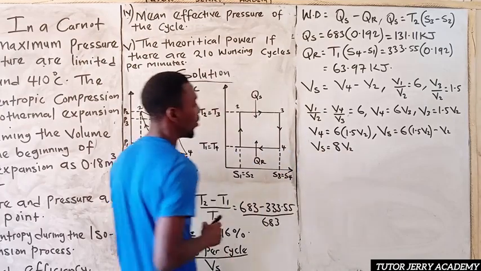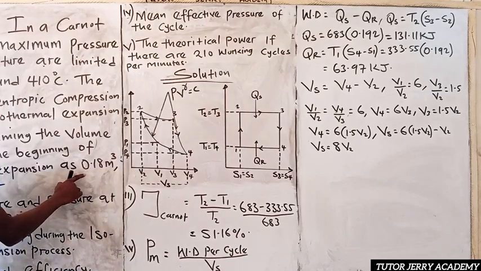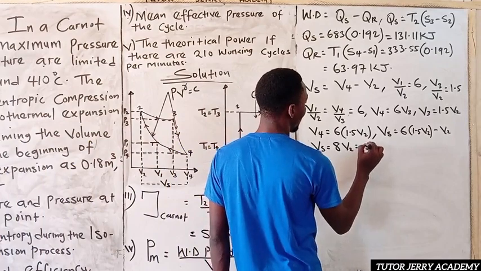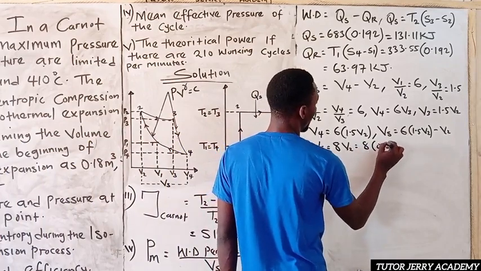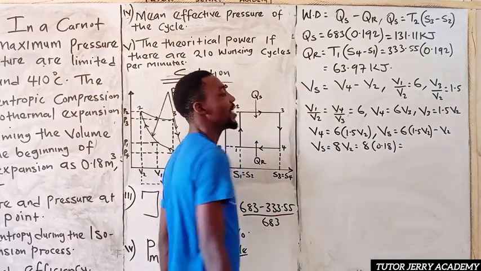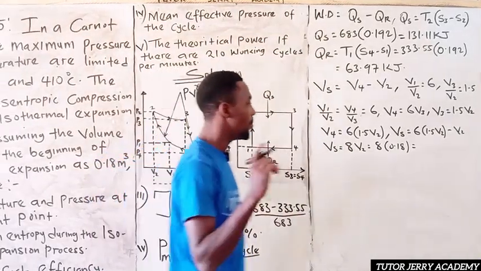But you are going to recall that our V2 from the question is given to us as 0.18. So let's substitute that here. We are going to have this as 8 into 0.18. So if you multiply this, you are going to get your stroke volume to be equals to 1.44 meter cube.